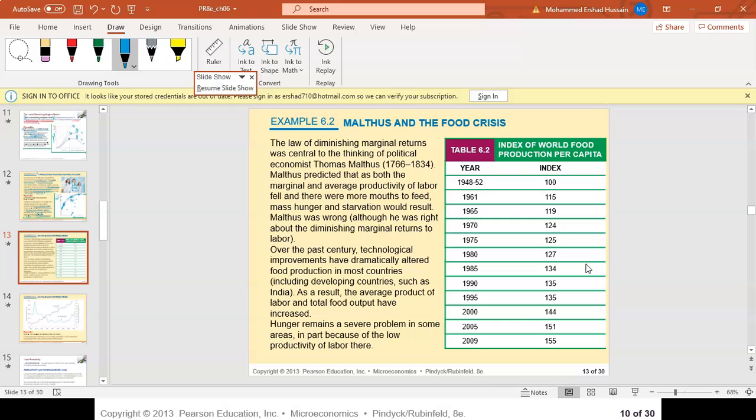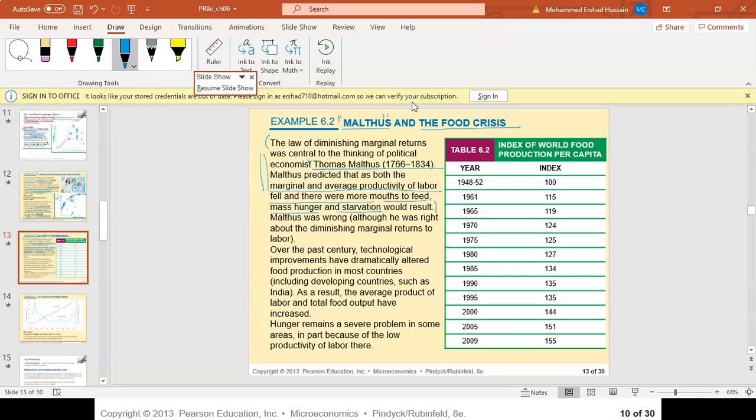Now, what about Malthus and the food crisis that he predicted? Thomas Malthus, 1766 to 1834, was a famous economist, and he predicted that world production of food would not be able to match the growth rate of world population. And Malthus predicted that as both the marginal and average productivity of labor fell, there would be more mouths to feed. Mass hunger and starvation would result, right? That is what he predicted, right?